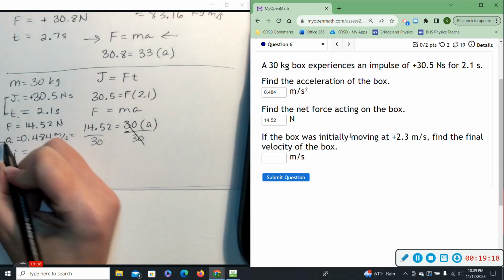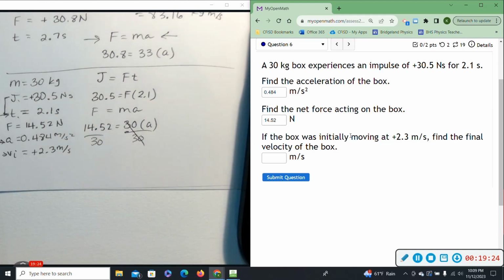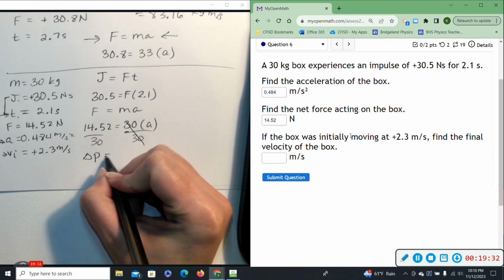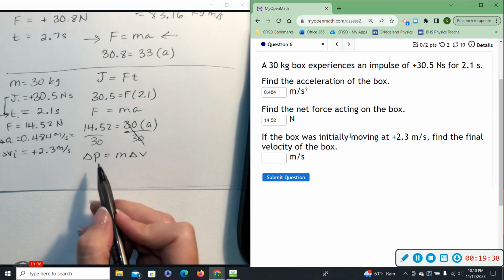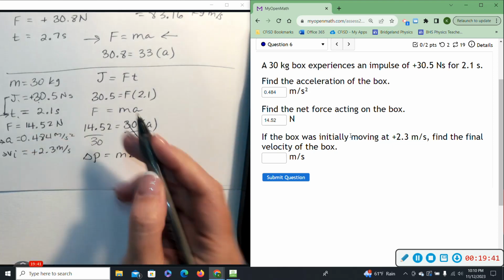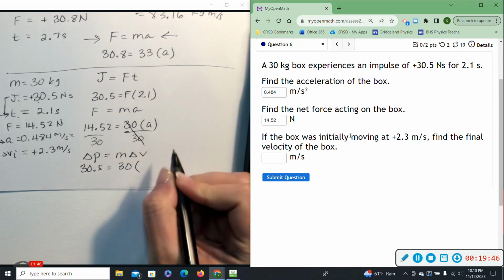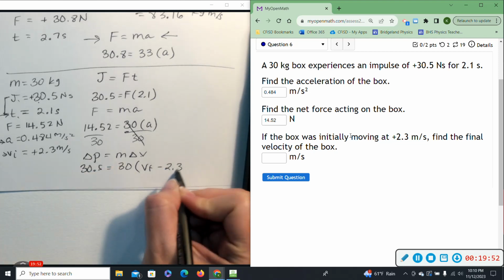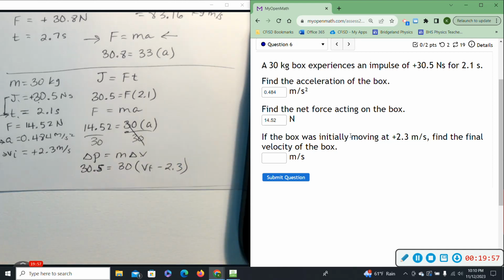I have information, these right here, A, VI, and T, that would allow me to use a kinematic equation to find final velocity, or I know that my change in momentum is equal to mass times change in velocity, and I can find it that way. Because I already know my change in momentum is equal to my impulse, so I could plug that in. 30.5 equals my mass, 30 times, and again, delta V is VF minus VI. VI is 2.3, and so I could do it this way. So you don't have to use a kinematic equation here, although it is an option if you would like.